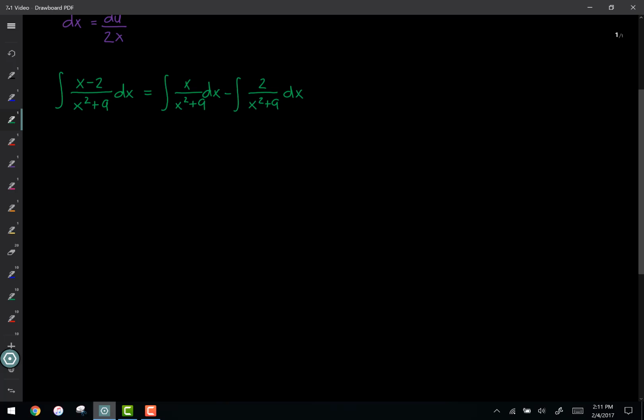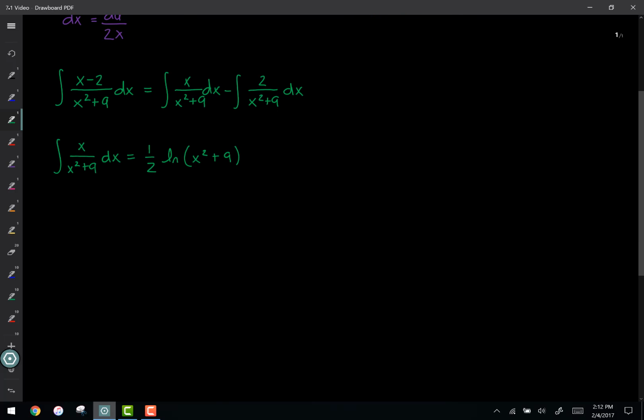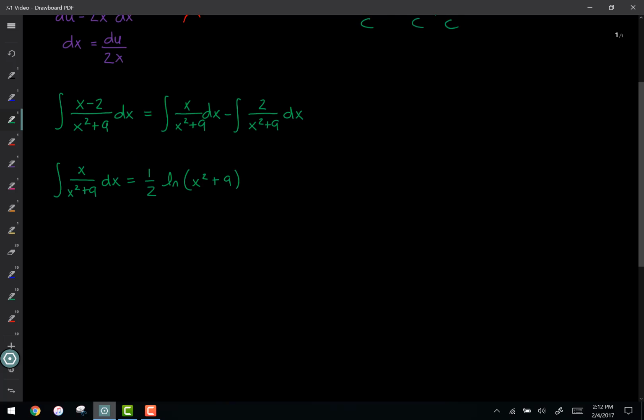So this first one will just be 1/2 natural log of x squared plus 9. Now there should be absolute value bars here, but x squared plus 9 is not negative, so they're not needed. Also, this plus c, we're not going to write because we're going to have 2 of these integrals. They would technically both get a plus c, and then an arbitrary constant plus an arbitrary constant is still just an arbitrary constant, so we're just going to ignore it. Get the antiderivative for this one, the antiderivative for this one, and then just slap the plus c on at the end. Okay, so this one's done.